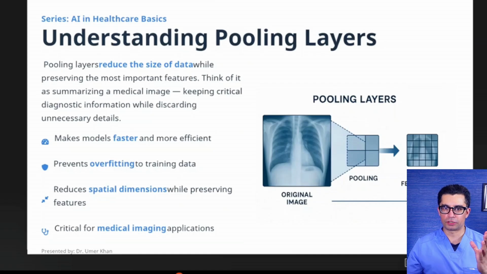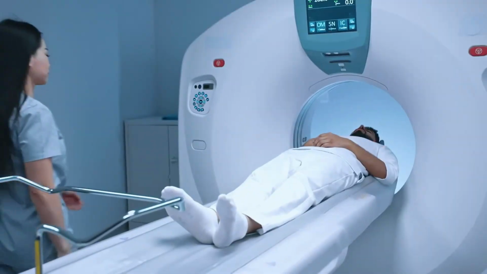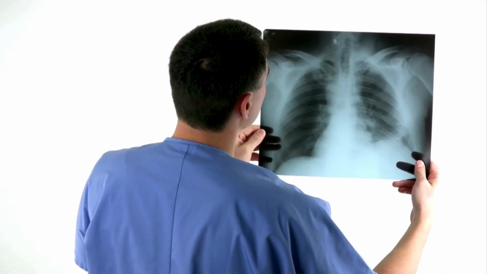All right, pooling layers. A very important topic, especially for all of you who are looking to be the human in the loop. Pooling layers are essential components of convolutional neural networks, and watch the previous video to understand all about what convolutional neural networks are. Pooling layers are commonly used in deep learning for image recognition, CAT scans, X-rays, and processing of these images.